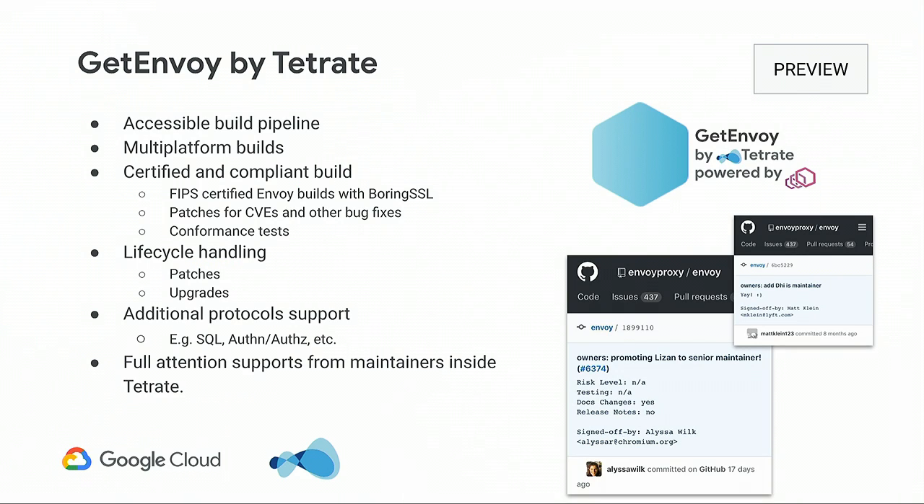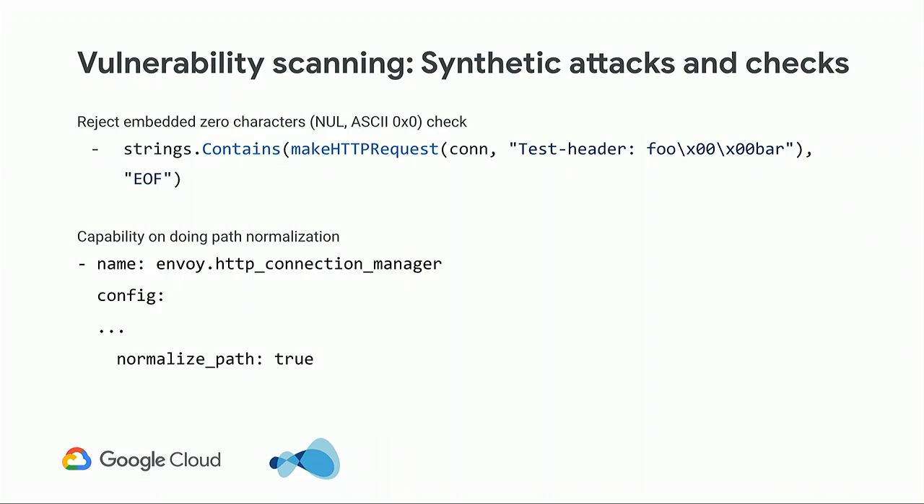Okay, so Get Envoy by Tetrate will open the access of the build pipeline itself. It will be there for the public, and we are committed to work with the community, bringing tested Envoy builds at low cost on your side. We also work hard to integrate our patches to upstream. We also have additional protocol support if you need it, and we have full support from maintainers inside Tetrate. We have one senior maintainer in Tetrate for the proxy, and another maintainer.